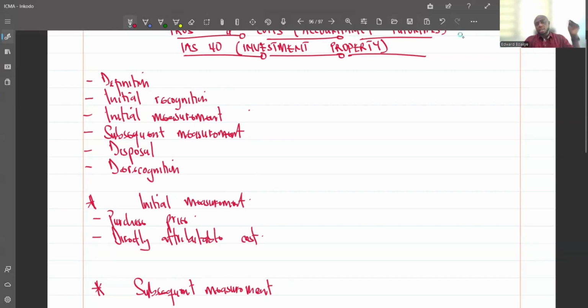So here, under IAS 16, we're having what? A revaluation gain and revaluation loss. Here, we're having fair value gain and fair value loss. And regardless of whether it is fair value gain or fair value loss, it's being taken to the POL.